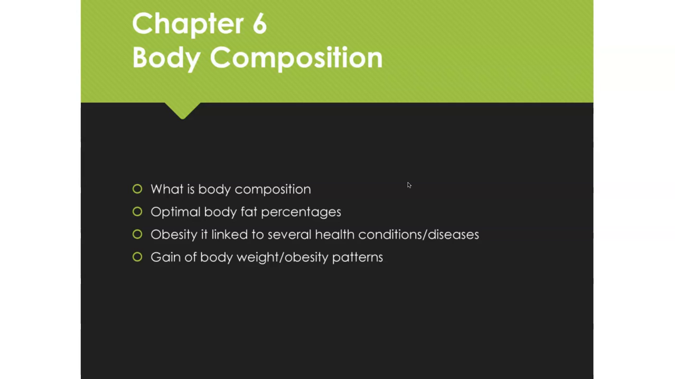Next thing that we talked about was the gain of body weight and those obesity patterns. One of them is specifically for men, and that is called the android pattern of obesity, and that is where fat is primarily stored in the upper body and around the waist. The one for women is called the gynoid pattern of obesity, and then fat is primarily stored in the waist, hips, and thighs.